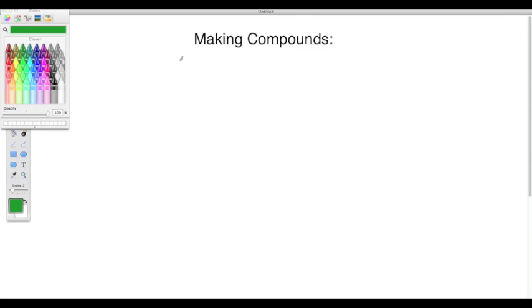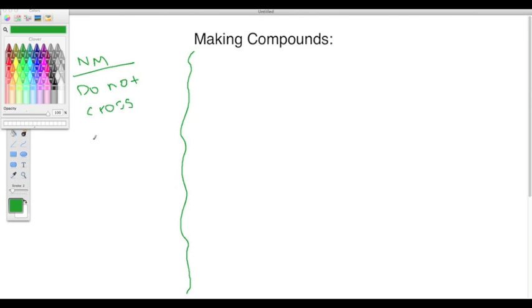Okay. As soon as you have, so I'm going to divide this up, nonmetals really don't need that much space, so I'm going to give it over here. If you have a nonmetal, Nm, okay, you do not have to cross your charges. Do not cross charges. So most of the time what you end up doing, if I give you the name, you just write it out based on the prefixes.